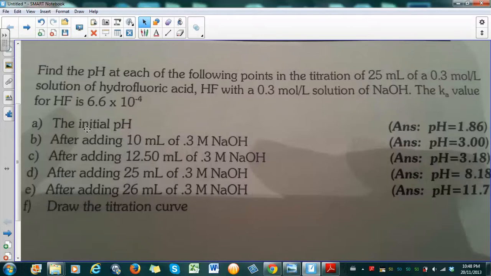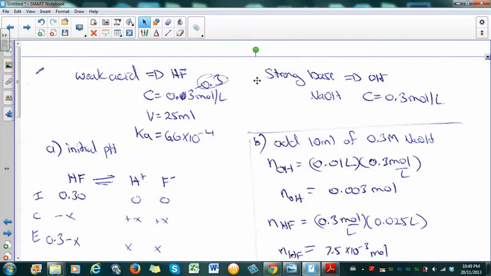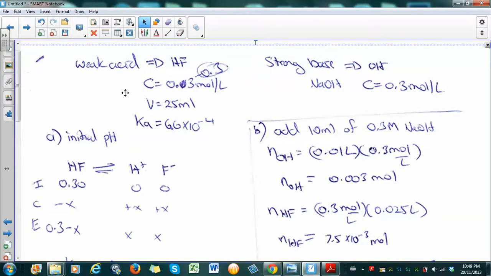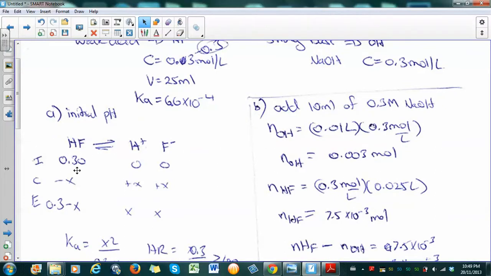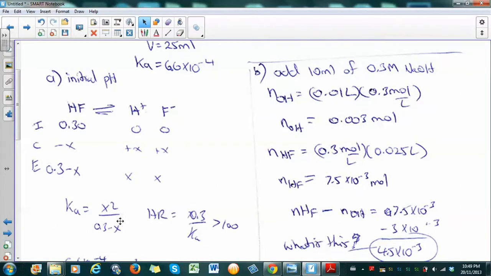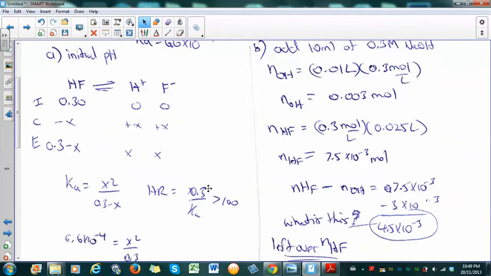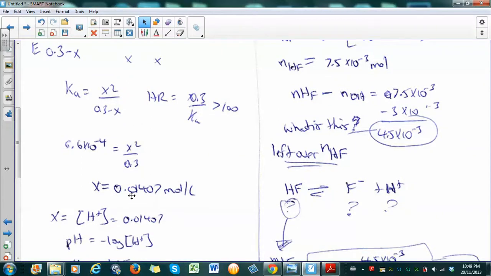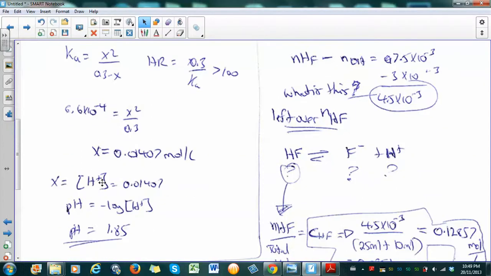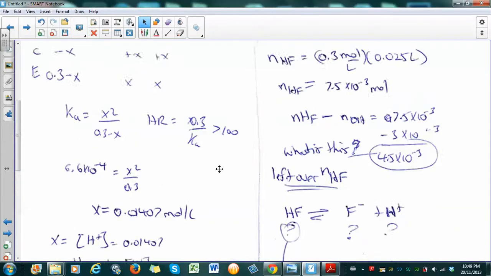The initial pH is really simple. Basically, when you have the equation HF goes to H plus and F minus, the initial concentrations are 0.30, 0, 0, and the changes are minus x, x, x, giving 0.3 minus x, x and x. Ka is equal to x squared over 0.3 minus x. Use your 100 rule. You find it's greater than 100, so then just solve for x, and x is equal to 0.014. That's the hydrogen concentration, and pH is just the negative log of that, so pH is 1.85, which if you check the answer is pretty close.